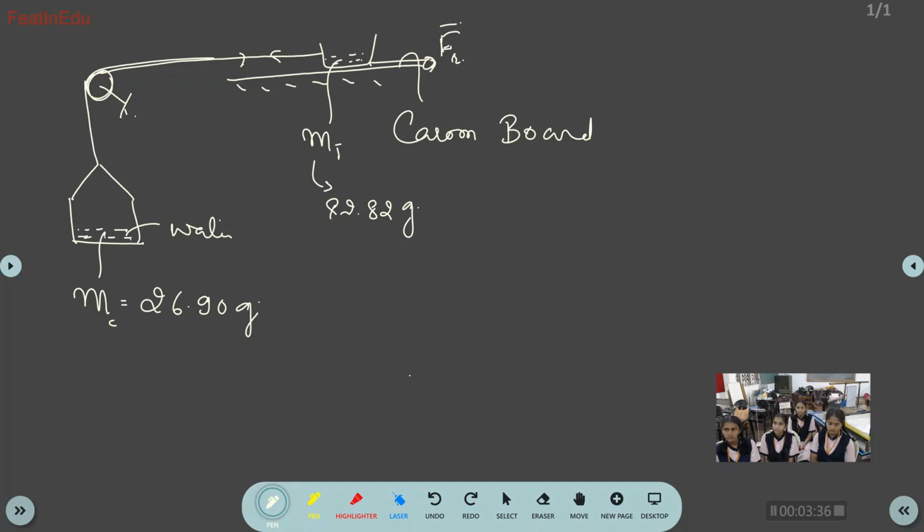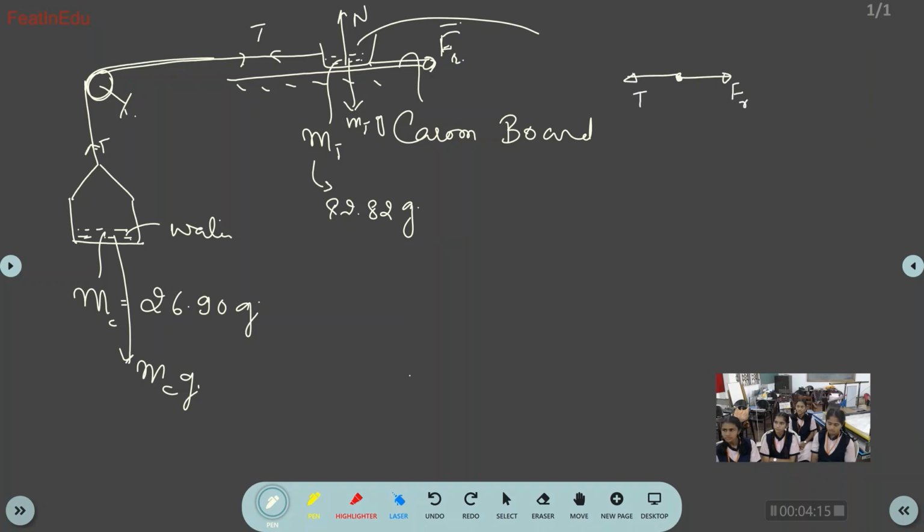As long as this trolley was at rest, what are Newton's laws here? The gravitational force on this was mc into g, and the tension was up, and here the same tension will be here, and friction force. So when the system was at rest, again here mt into g is acting down, the normal force is acting up. On this trolley there are four forces acting: one is the frictional force, one is the tension force, one is the normal force, and one is the gravitational force. Excellent students, keep answering. So this is equal to this, and this is equal to this, and therefore all of them were at rest.